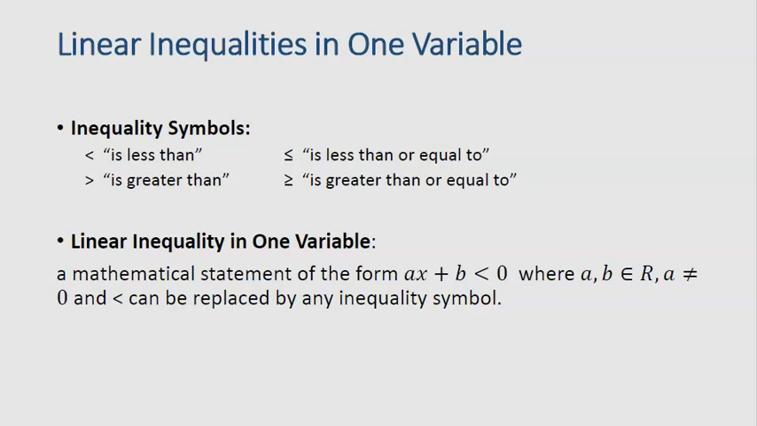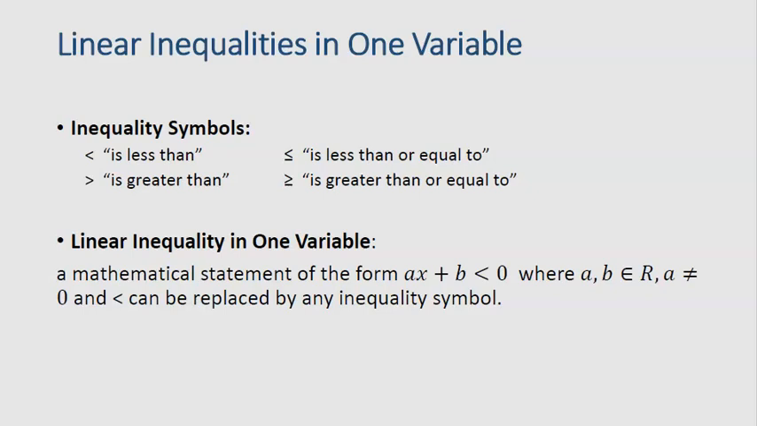There are four basic inequality symbols that we'll be seeing. The first one, when you see that symbol, you would read it as is less than. Below, the symbol just turned in the opposite direction reads is greater than. And then if you put the line underneath, that includes an equals. So the first symbol you see on the right is less than or equal to, and then is greater than or equal to. So a linear inequality in one variable uses one of these four inequality symbols.